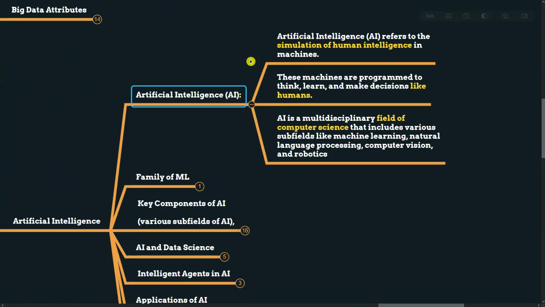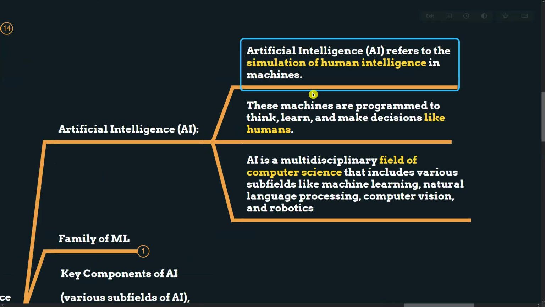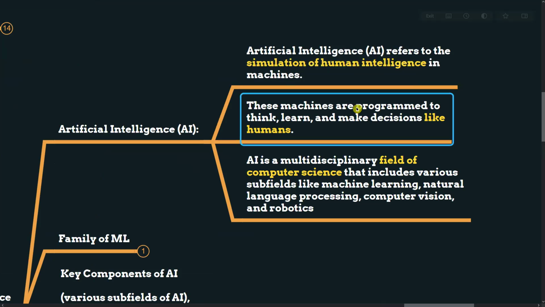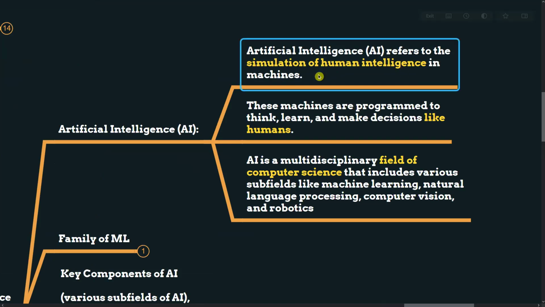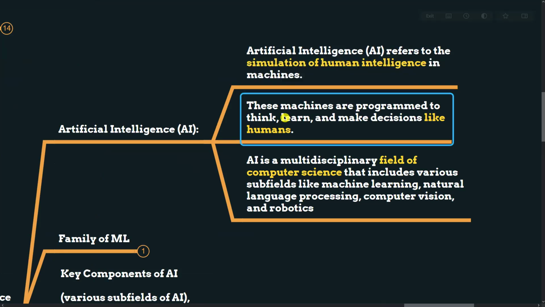So first we will look at AI. Let's see the examples and notes I have provided, and please focus on the highlighted text because those are the key points in the notes. The first point is that artificial intelligence refers to a simulation of human intelligence, right? So it says simulation of human intelligence. Let's explore that one. And the second note, these machines are programmed to think, learn, and make decisions like humans.